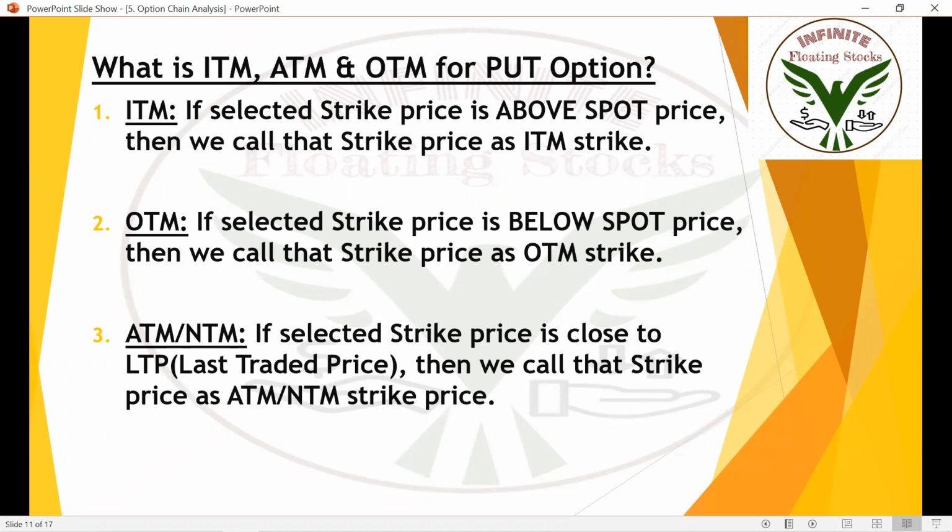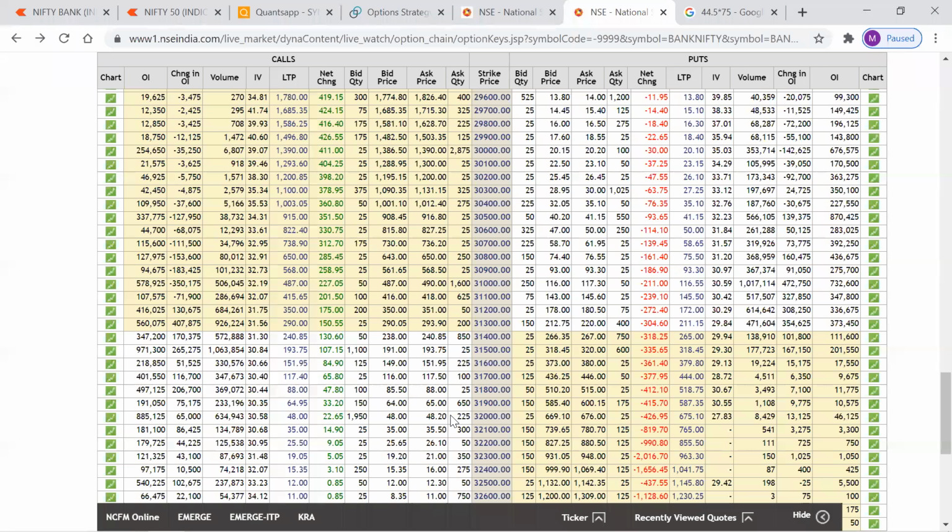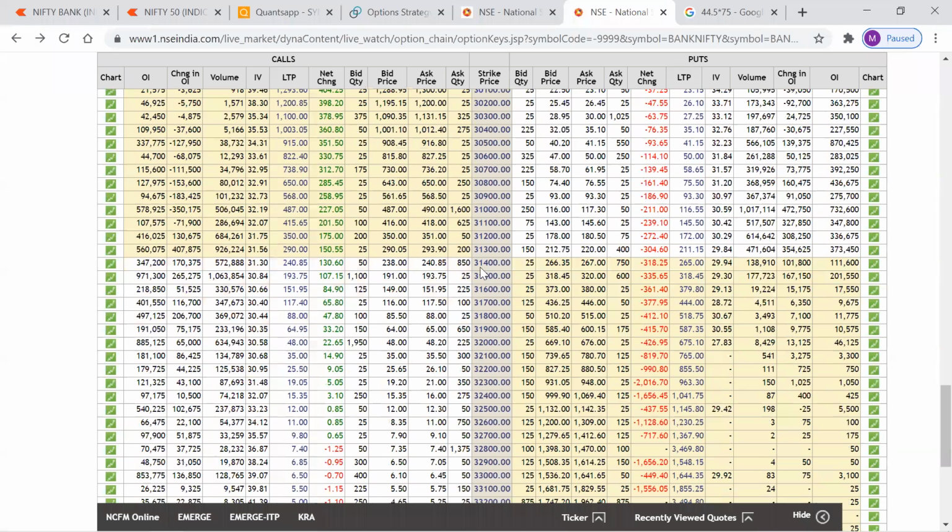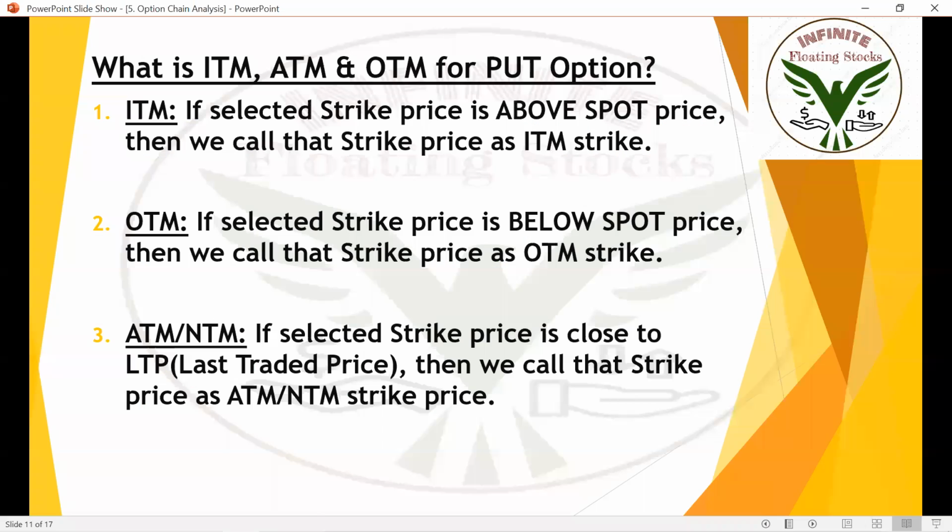Let's look at the ITM definition. If the selected strike price is above the spot price. Now see, imagine that I have selected the 31,900 put. This is put, and 31,900 is above the ATM, towards put. It's falling in the yellow area. Yellow area is the in the money put strike. Look at the PPT. It's above the spot price, which is above the at the money strike price.